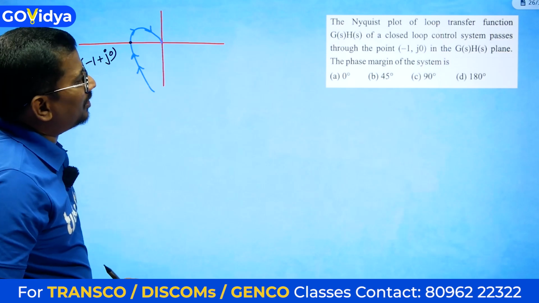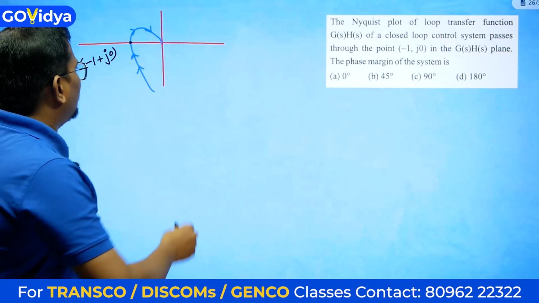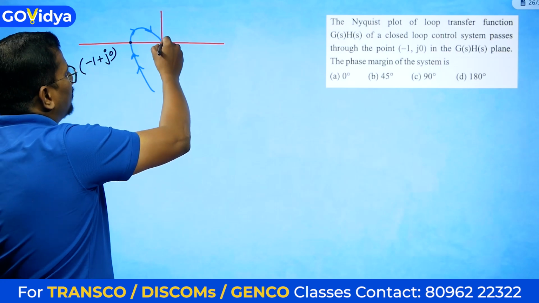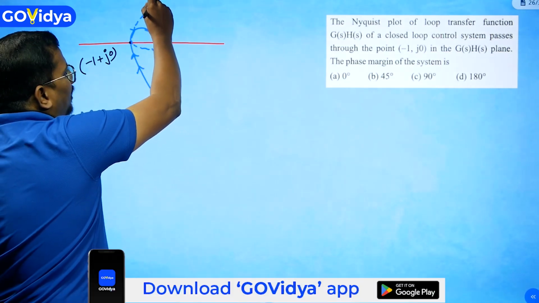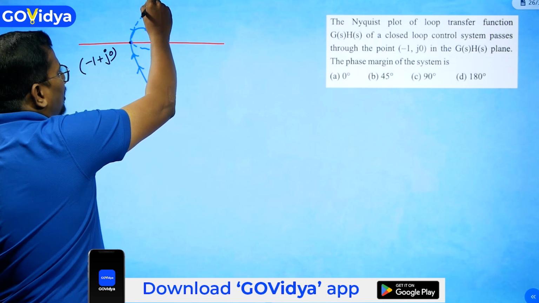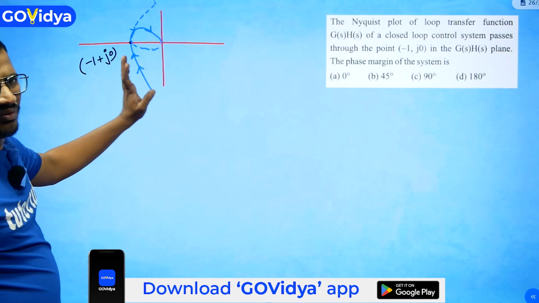Polar plot and Nyquist plot both are similar. For the Nyquist plot, you have to draw its mirror image. And if there is any pole at origin, the double pole at origin will decide the encirclements. Right? So that's why I have simply taken only the polar plot.